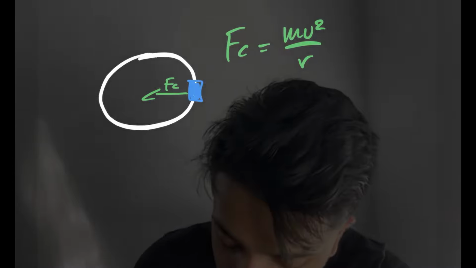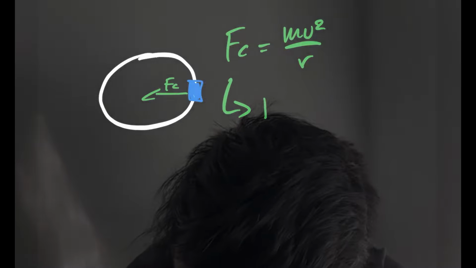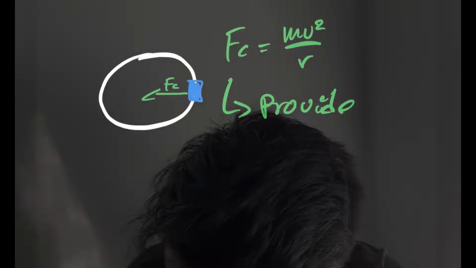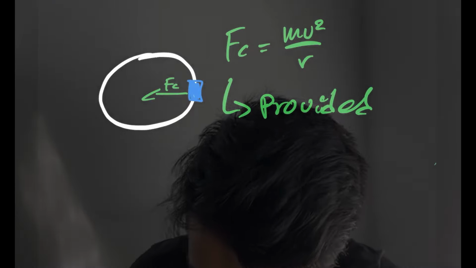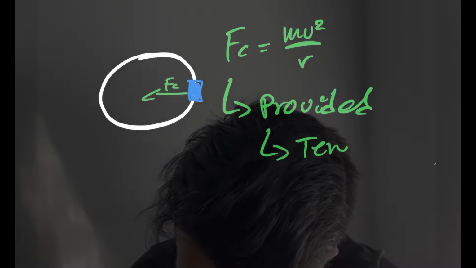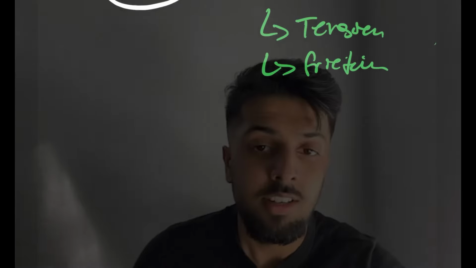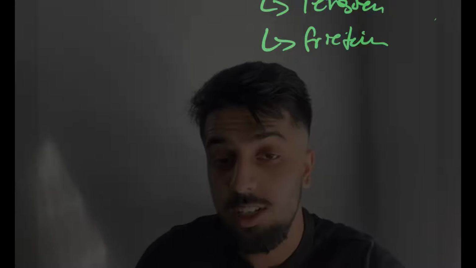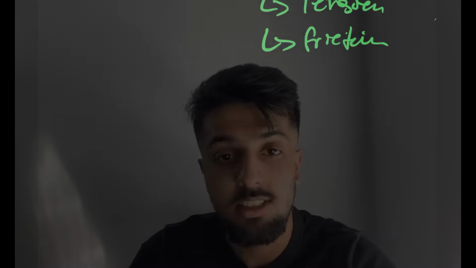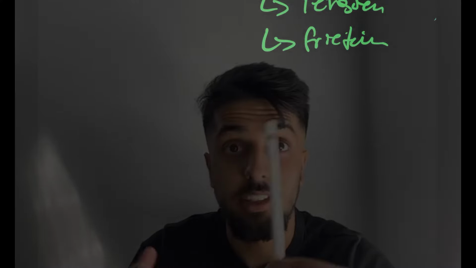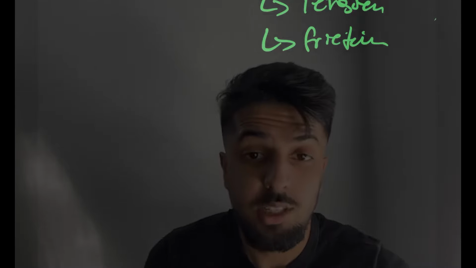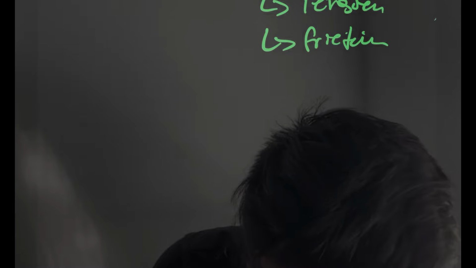Now we know that this centripetal force is not a real force, it's actually provided by another force, right? This could be tension, friction from the road. Now for our context of gravitation, we can start looking at what is providing that centripetal force for a satellite, let's say. Now this brings us to the thought experiment of Newton's cannon.